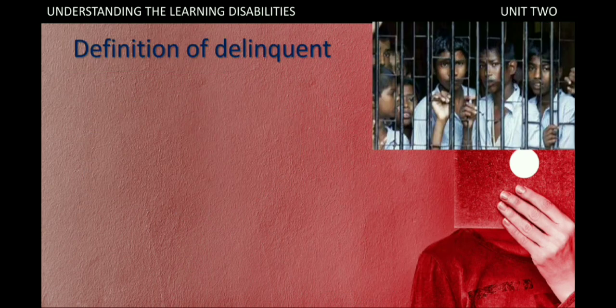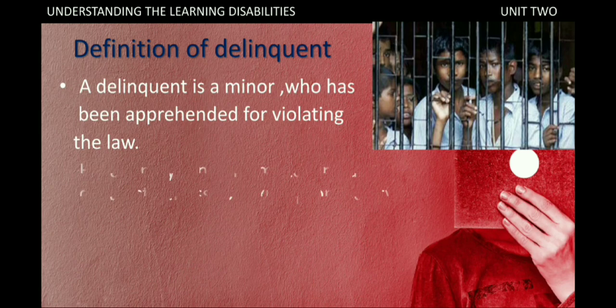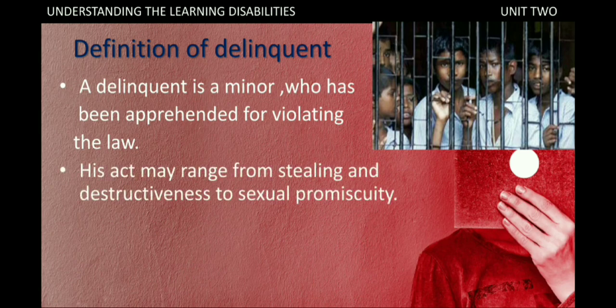What is the pure definition of delinquent? Let us understand. A delinquent is a minor who has been apprehended for violating the law. His act may range from stealing and destructiveness to sexual promiscuity. We have seen the Delhi case itself. There was a kid of 17 years of age who was on the crime list.